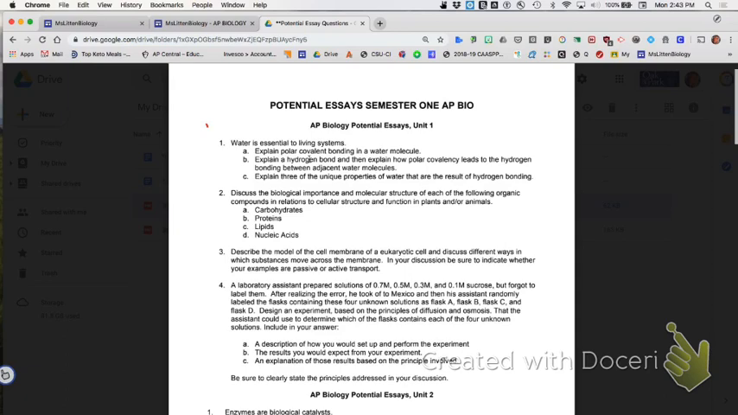Steroids are how many, they're what? Rings of carbon. How many rings? 4 rings. 4 rings of carbon. And what is an example of a steroid? Estrogen, testosterone, progesterone. Okay? Those are steroid hormones, 4 rings of carbon.